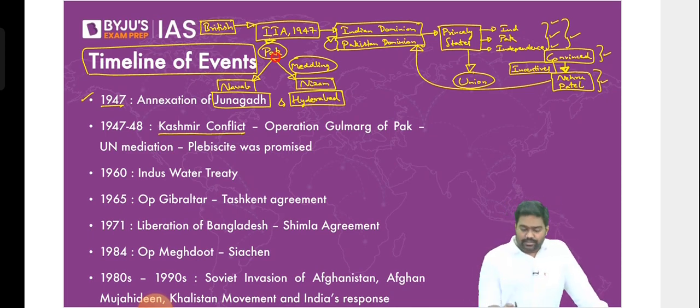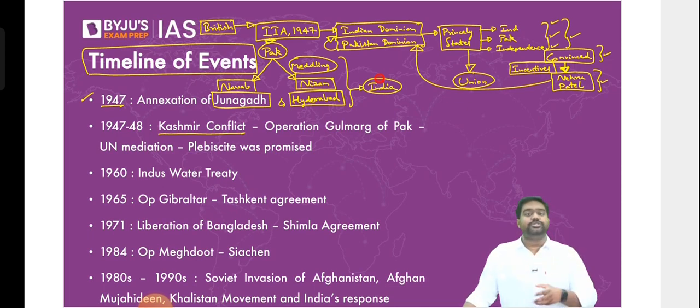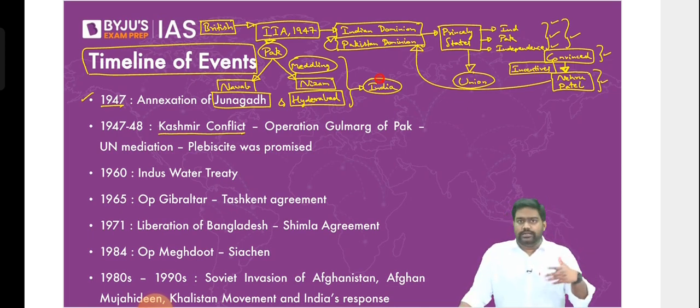When these demands came up, this was unacceptable to India. India rejected this because there was no reason why Junagadh or Hyderabad had to merge with Pakistan. Neither were these areas geographically contiguous. See, Junagadh is in today's Gujarat, all right? It is not on the border, it's not directly connected with Pakistan. Similarly, Hyderabad is very far away from where Pakistan is.